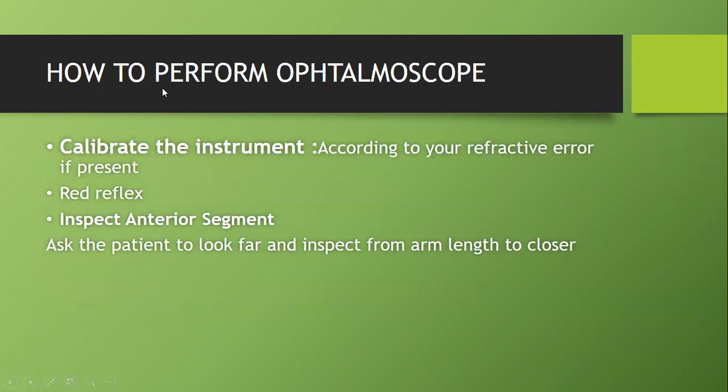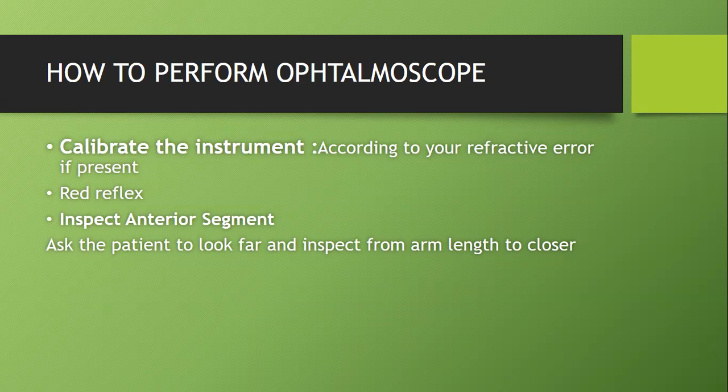Before starting with the ophthalmoscopic examination, you need to first calibrate the instrument. How? According to your refractive error, if present. So you need to roll the dial and calibrate it accordingly. And you also need to demonstrate the presence of the red reflex, whether the patient is an adult or a child.